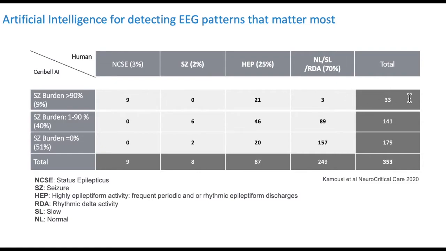Of those 33 alerts, 9 were status epilepticus, a good proportion were highly epileptiform patterns, and few were normal or slow or rhythmic delta activity. So you will see that this AI will triage the cases into highly abnormal or EEGs can wait for non-stat read.